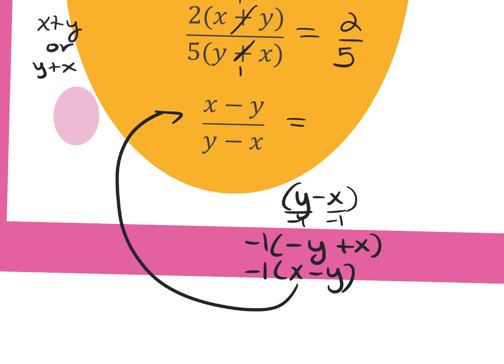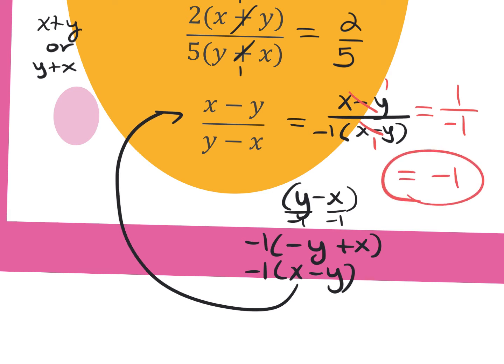So this would simplify to x minus y over -1 times x minus y. Now these simplify. This becomes a 1 and a 1. So now I have 1 on the top, -1 times 1 on the bottom, and then 1 divided by -1 is just -1.